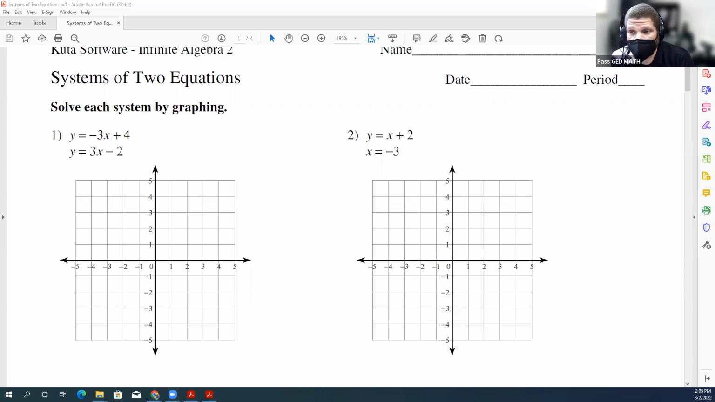Okay, there's three different ways that you can solve a system of equations. One by graphing, one by substitution, and the way that I think everyone should know how to do is solving by elimination. Okay, so I'm gonna give an example of each one in this video. I'm gonna solve a system of equations by graphing, by substitution, and then by elimination. So let's look at this first one.